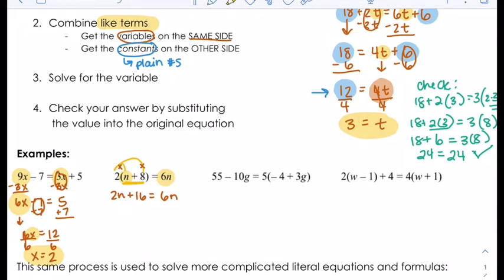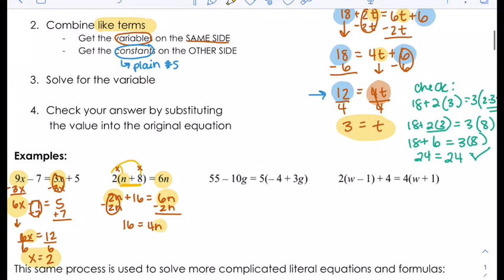So in order to get my n's together, I'm going to move the 2n to the other side by subtracting 2n from both sides. What happens when I subtract 2n is on the left I get 2n minus 2n, which is 0, so I'm left with 16, equals 6n minus 2n is 4n. Now, in order to solve for the value of n, I'm going to divide by 4 on both sides. 16 divided by 4 is 4, and that's equal to 4 divided by 4 is 1, leaving me with n.